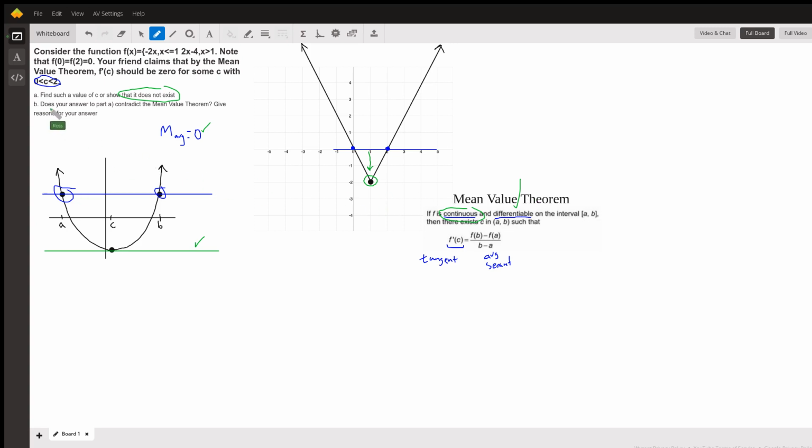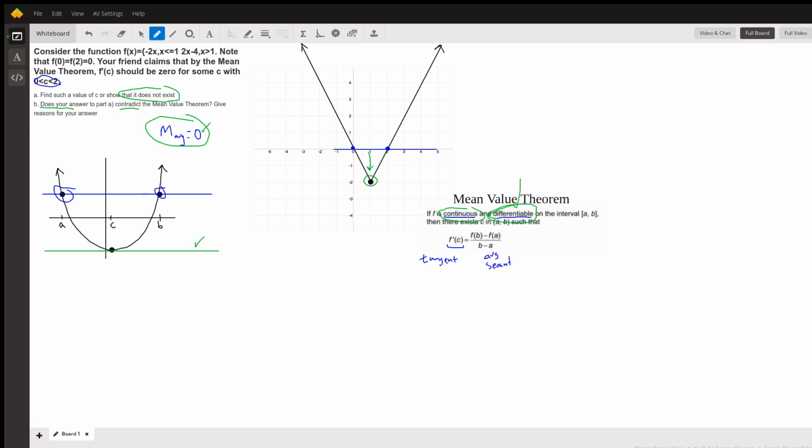Now on part B, what they're trying to get you to really understand is, without saying it, they're trying to get you to say, well, wait a second. My average slope was 0, so there must be a place where my tangent line is 0. So what's wrong, right? Why can't I find a place where my tangent line slope is 0? And the answer to that is, calm yourselves down, right? We're not contradicting the mean value theorem because the function is not differentiable to begin with.